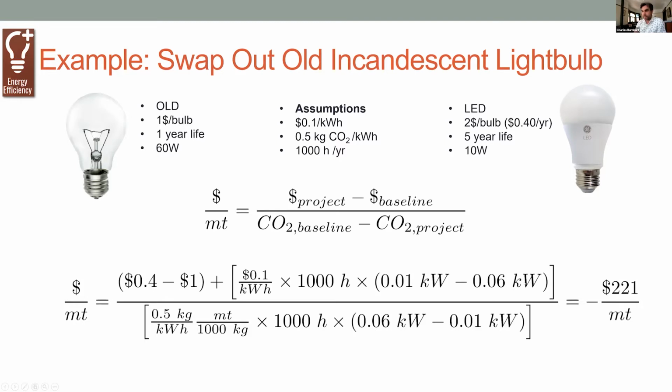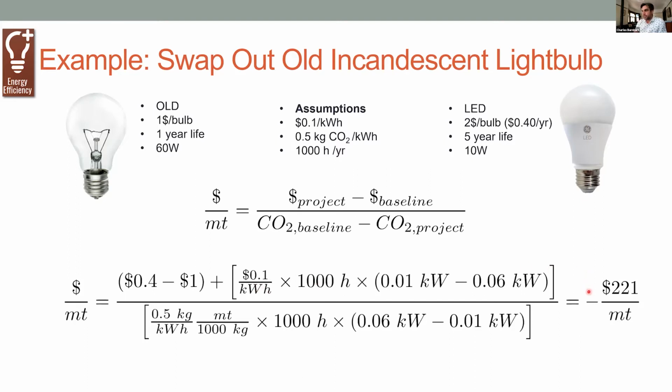And so let's start with the power over here. So here's 10 watts for the project minus 60 watts for the baseline. And since they operate the same amount of time per year, we can do power times time equals energy. So the difference in power, this delta in power times 1,000 hours, means that essentially we have 50 less kilowatt hours, right? And then we multiply that by the price of kilowatt hours, $0.1 per kilowatt hour.